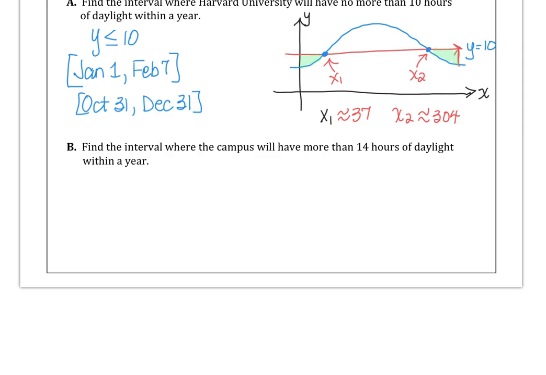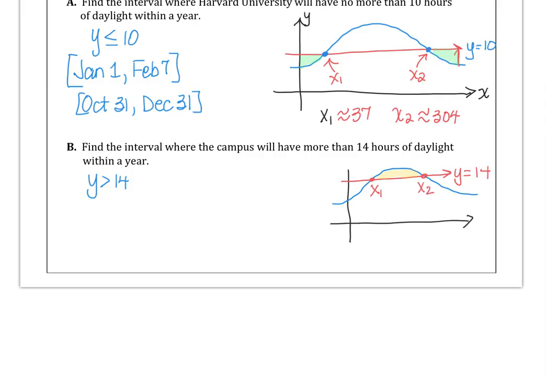And lastly, we want to find the interval where the campus will have more than 14 hours of daylight within a year, which means we're solving for y greater than 14. So using the same equation, just moving that line up and moving our intersection point. So we've got the same deal here for 365 days, but now our line is at y equals 14, and we're looking for that intersection above. So what would that give us? Y equals 14. So we want these two intersection points, x1 and x2.